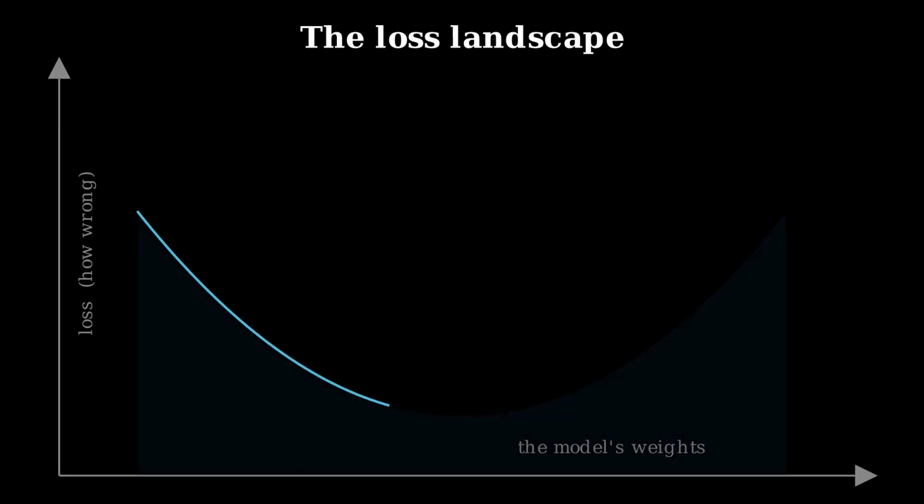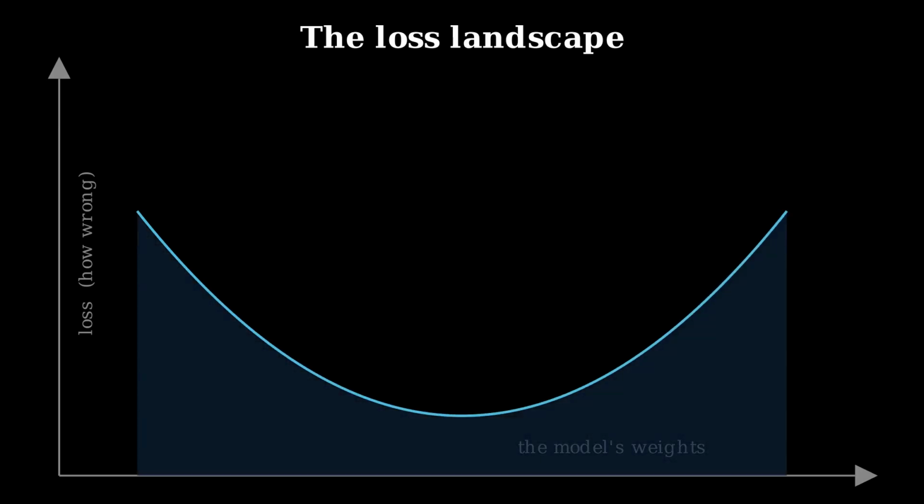Now turn every possible setting of the model's weights into a point on this curve. Left to right, the weights. Up and down, the loss. Your entire job is to get to the bottom, the weights that make the model the least wrong.